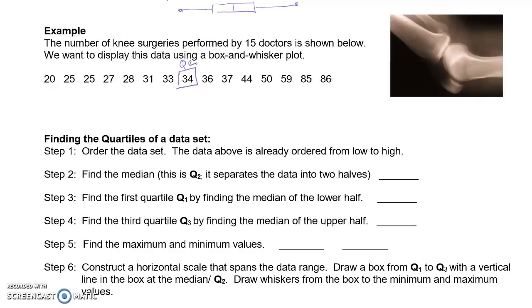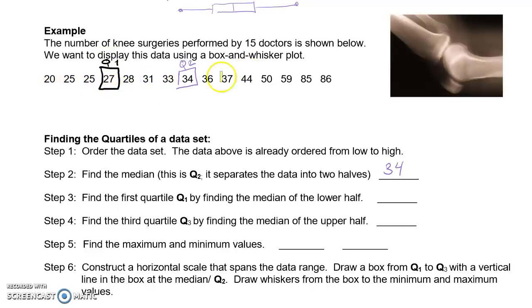That divides this into 2 sections. What we now want to do, 34 is Q2, is find the first quartile, or Q1. To do that, we're going to focus our attention solely on the first part, or the lower half of the data. And essentially, I'm going to ignore Q2 and beyond, the upper side, and look at just this data, what's its median. 27 is the median of the first part of this data. That's Q1.